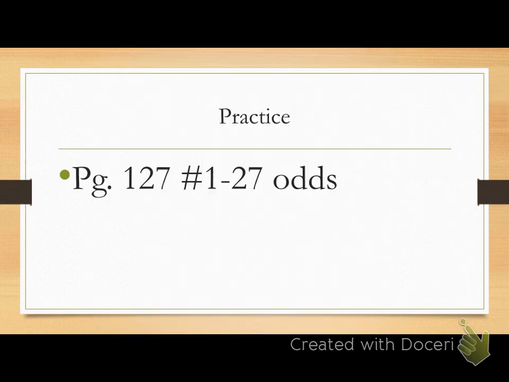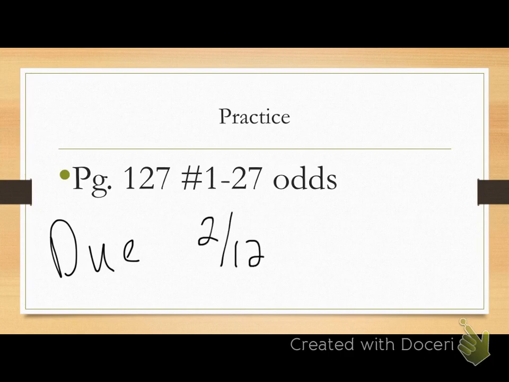Our assignment for today is page 127, numbers 1 through 27 odds. Let's have it due Friday, which will be the 12th. So tomorrow. Do it tomorrow, the 12th, on Canvas.